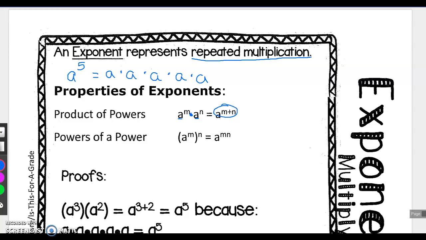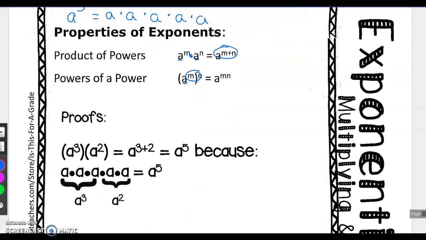Whereas in the power of a power property, we have 1 base. So see the difference here. 2 bases, 1 base. We have 1 base and we're raising it to another power. So what we do there is we multiply the exponents. And they do take some getting used to, so you really need to focus in with these.